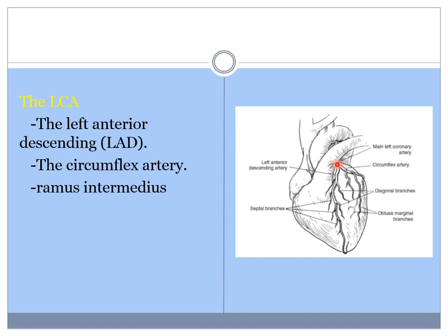Here we have left coronary artery. Its branch, left anterior descending artery, runs anterior in the interventricular septum and gives septal branch and diagonal branch. The second branch is circumflex artery that runs in anterior lateral portion and gives obtuse marginal arteries. And sometimes there is a third branch which is called ramus intermedius.